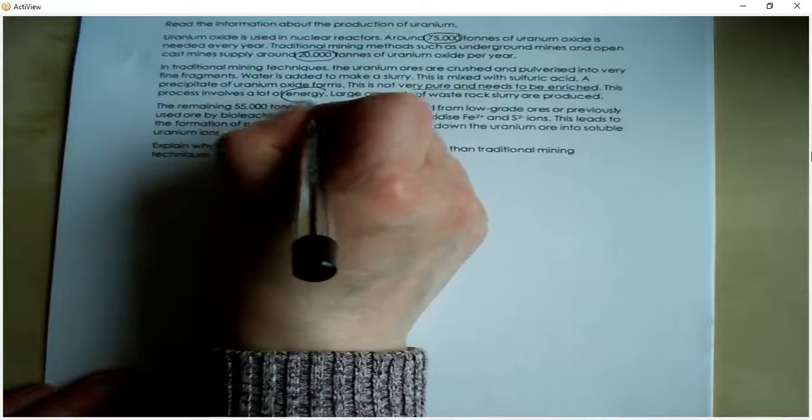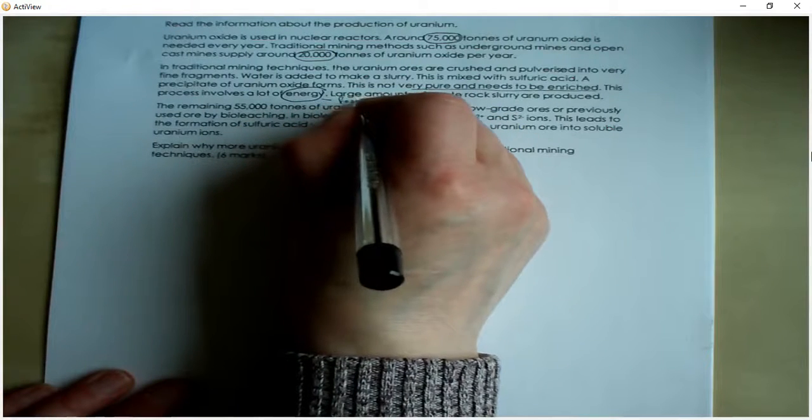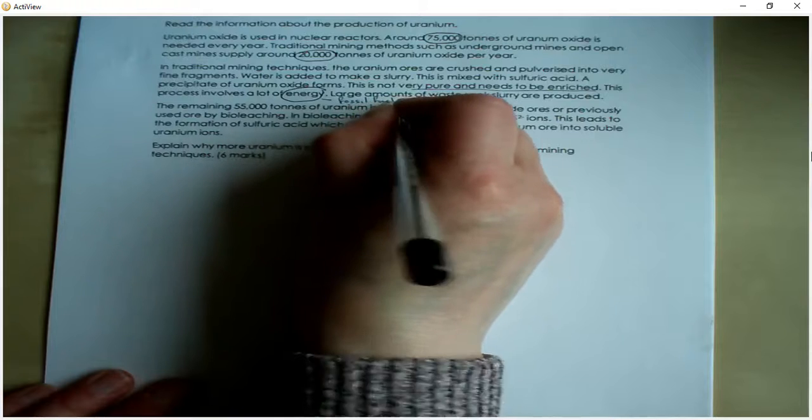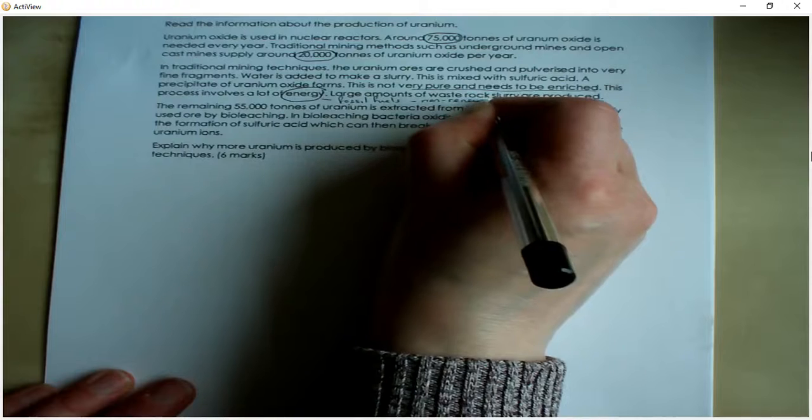Okay, so because it's not very pure, that's going to need an extra stage. This process involves a lot of energy. And normally when we use lots of energy, we use fossil fuels. And we should be aware that they are non-renewable, so they're going to run out. They also, when they're burnt to get the energy, produce CO2, which hopefully we all know is a greenhouse gas. And because it's a greenhouse gas, that's going to increase global warming.